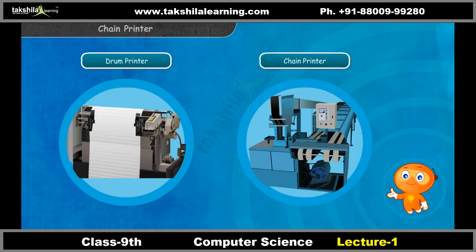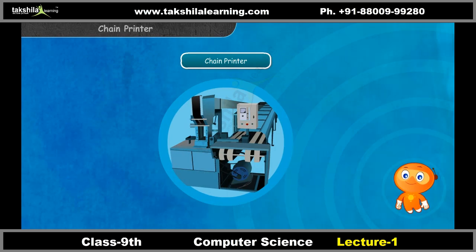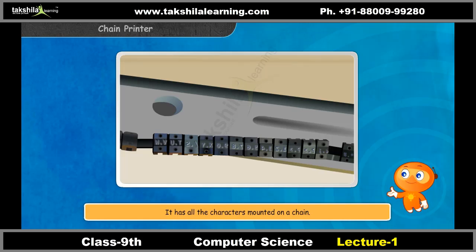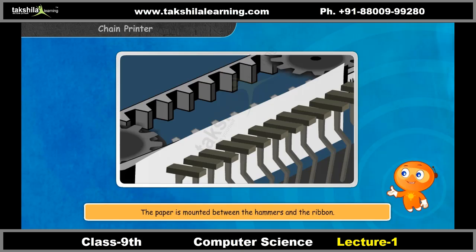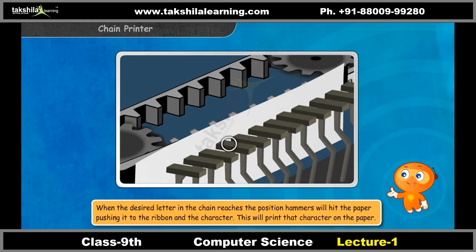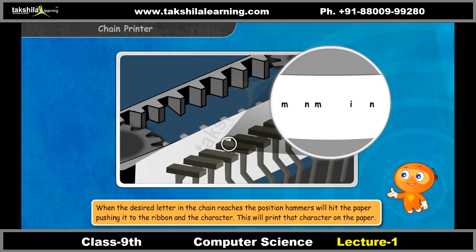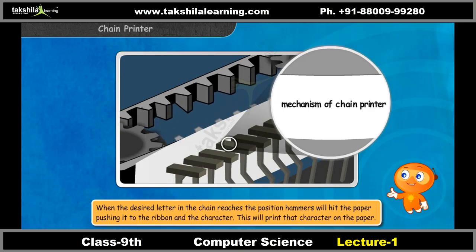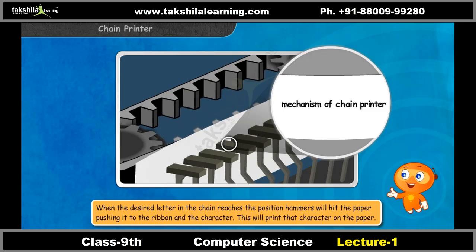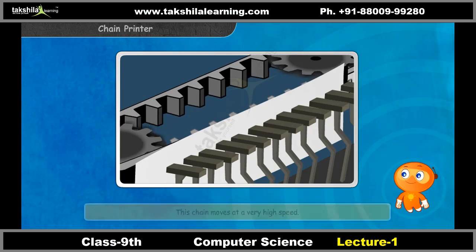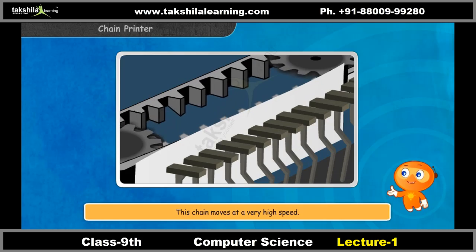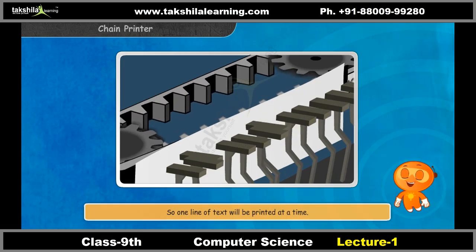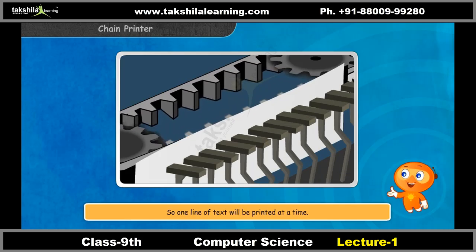Let us see the working of a chain printer. It has all the characters mounted on a chain. The paper is mounted between the hammers and the ribbon. When the desired letter in the chain reaches the position, hammers will hit the paper, pushing it to the ribbon and the character. This will print that character on the paper. This chain moves at a very high speed, so one line of text will be printed at a time.